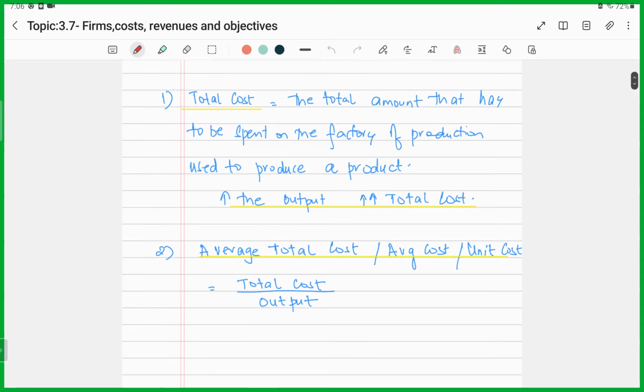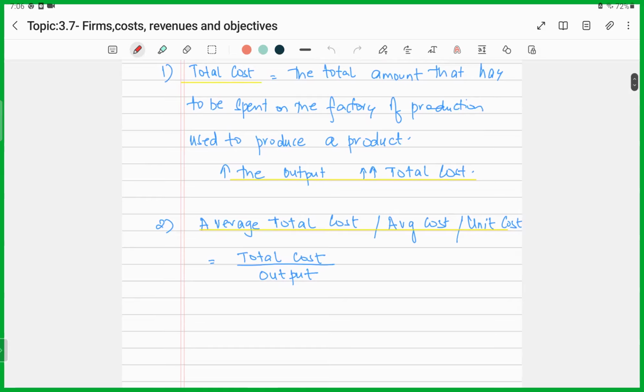Average total cost, how would we calculate that? When we divide the total cost by the level of output. Average total cost is also referred to as average cost or unit cost. So if I say unit cost or if I say average cost, it means average total cost.